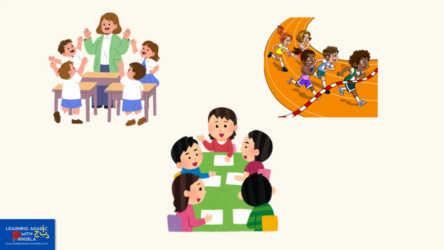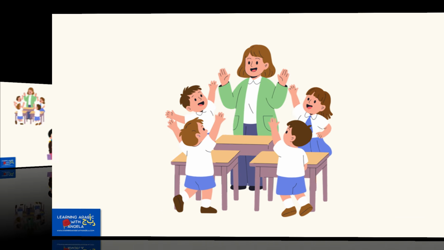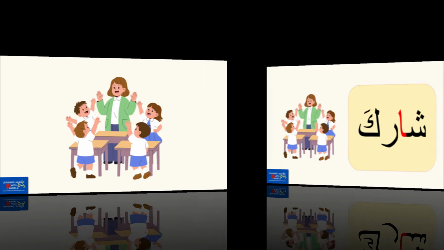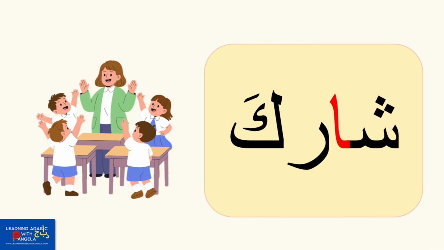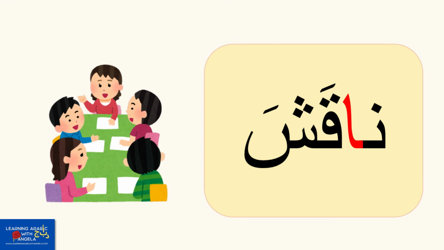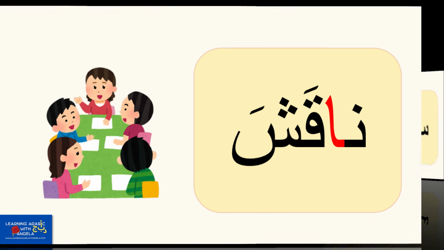Form 3 often introduces another participant into the action, but sometimes it's a little broader than simply with someone. Sometimes it describes engaging in another activity with another person, or taking part in a shared interaction. Like شارك. شارك means to participate. You don't usually participate alone. You participate with others in an activity. Or ناقش. ناقش means to discuss. A discussion naturally involves another person.